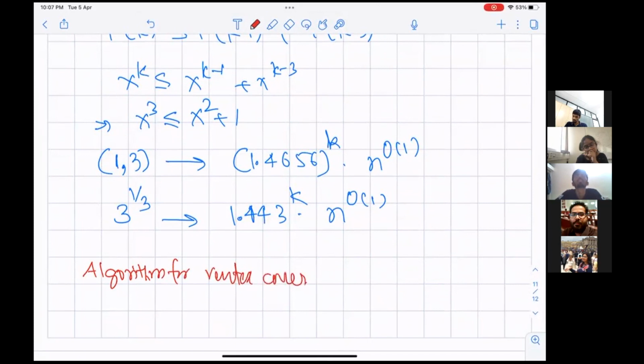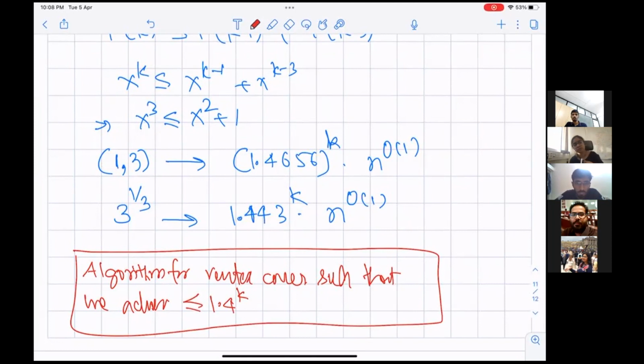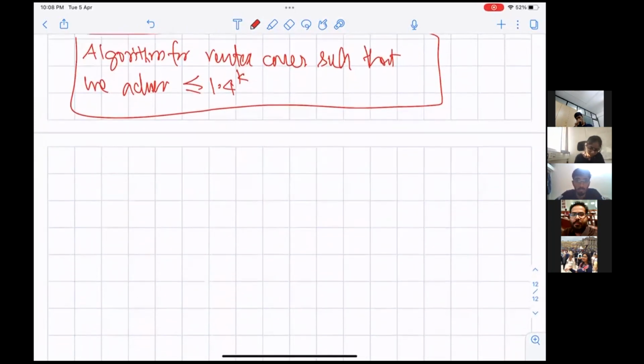Can we get an algorithm for vertex cover such that something nice can happen? Something such that we achieve, say, less than or equal to 1.4 to the power k. So what was the hurdle in this algorithm? The hurdle was that when we were trying to branch on a degree 3 vertex, that is not nice. So now what happens if we start adding something more to our algorithm?